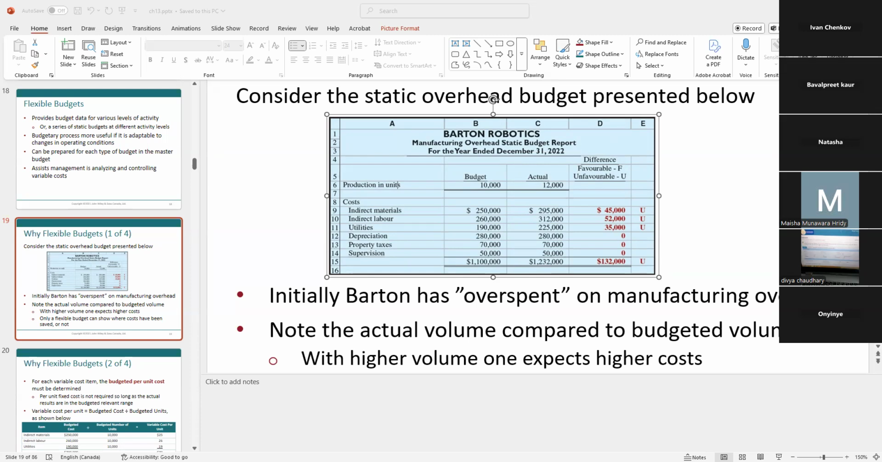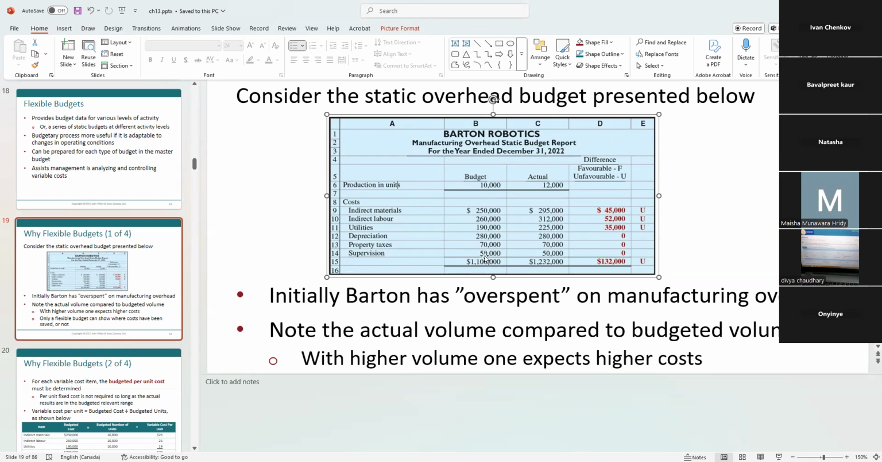From our slides, when the budget activity level is 10,000, our indirect material is 250,000. Indirect labor, 260,000. Utilities, 190,000. Depreciation, 280. Property taxes, 70. And supervision is 50,000. We have to find out which ones are variable and which ones are fixed cost. Usually indirect material, indirect labor, utilities, those are all variable cost. Depreciation stays the same. Property taxes stay the same.